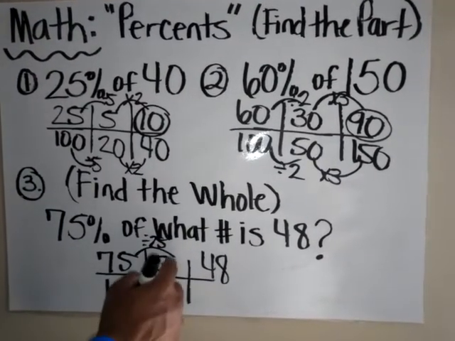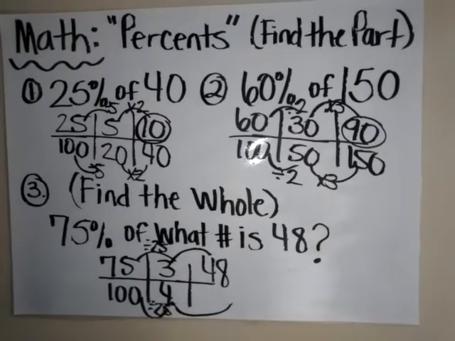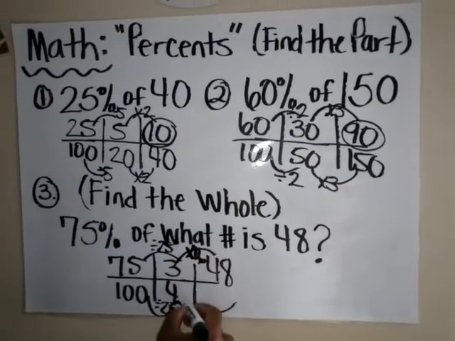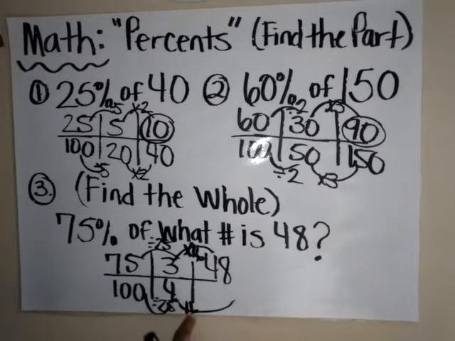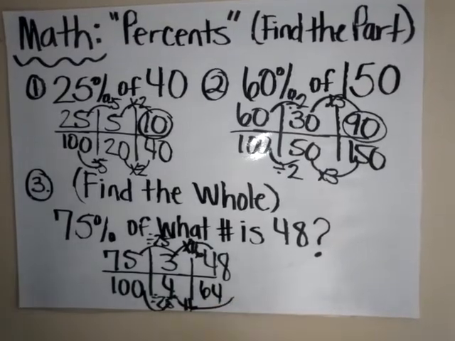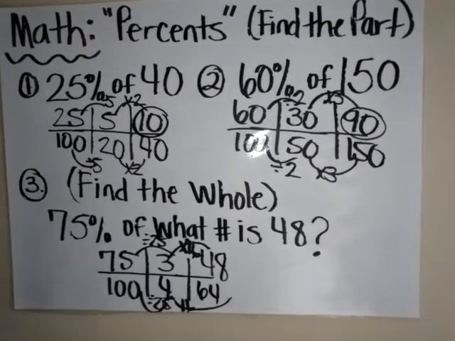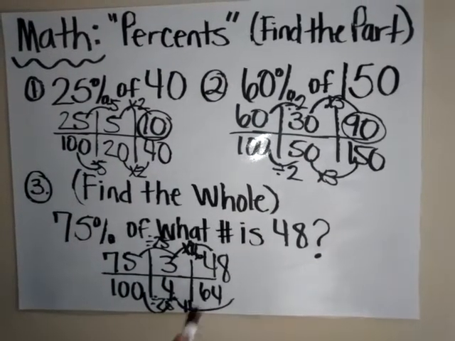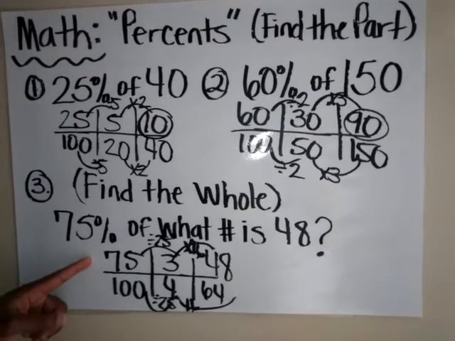Now you can see I can go from 3 to 48. Then again, apply the same method here. 3 to 48 is times 16. Again, same thing to the bottom, times 16. 16 times 4 is going to give us an outcome of 64. So you answer this question as 75% of what is 48? 64 is our whole. 48 of 64 is 75%.